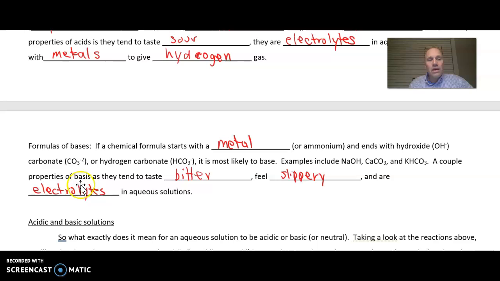In terms of their general properties, they tend to taste bitter. They also tend to feel slippery if you have them between your fingers. I'll come back to that in just one second. And just like acids, they tend to act like electrolytes if you dissolve them in water. So let me come back to this slippery feel. There's kind of an interesting reason that these feel slippery.